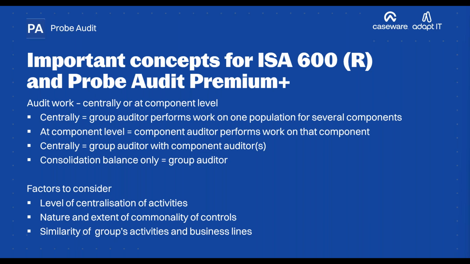So, for example, the group auditor might do some of the work, maybe the holding company's work, so it's not just an investment holding company, it's actually also an operating company. Then we can say the group auditor is going to do some work centrally on the holding company, and the component auditors are going to do some work on the components. And of course, you can get a variety of those.